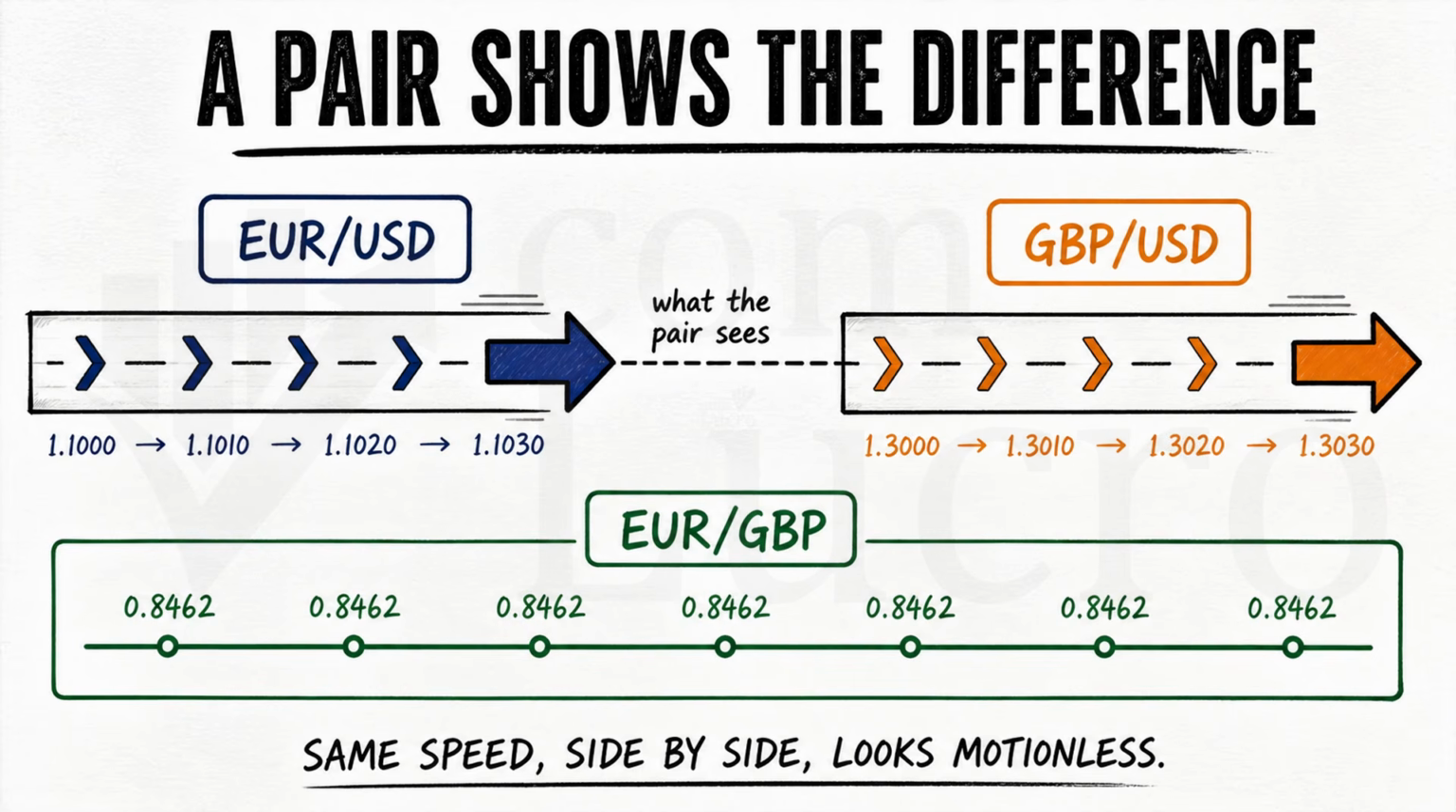Nothing is broken. Euro GBP doesn't show you how busy the euro is, and it doesn't show you how busy the pound is. It shows you the difference between them. And when two currencies are strong by roughly the same amount, the difference is 0. Two people running side by side at the same speed look motionless to each other.